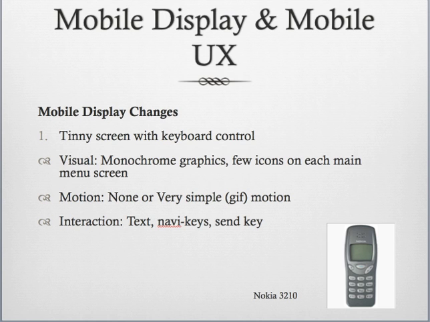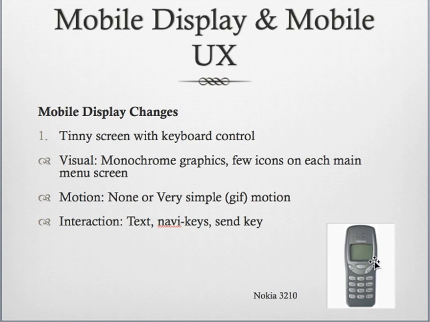Do you remember the very old cell phone you got? Maybe it's just like what we show there, a Nokia 3201L. It has a tiny screen with keyboard control, and every time you use it, you can just see the single color there or graphics.